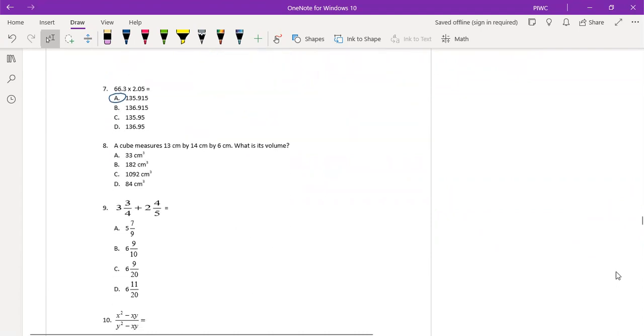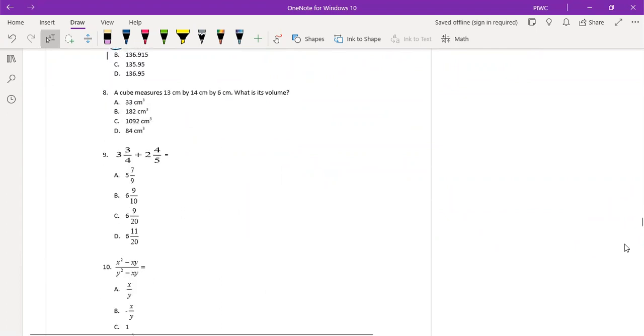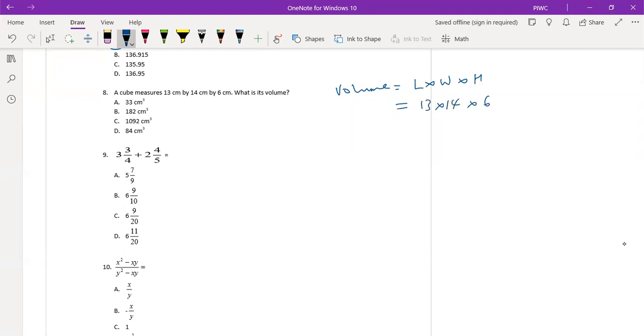Number 8, volume. Volume of a cube. If working with a cube, remember the volume of a cube will be length times the width times the height. Okay. Volume. Area times height gives the volume. So what we have here, we have 13 times 14 times 6. If you work this out, you should get 1092 centimeters cubed.